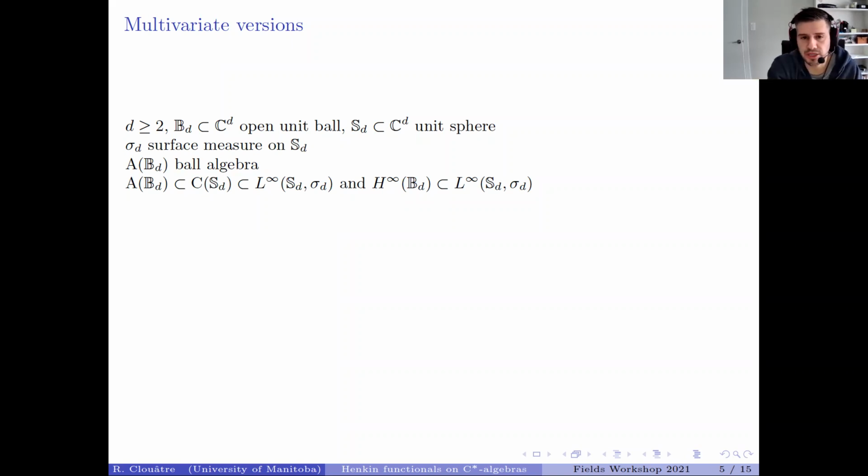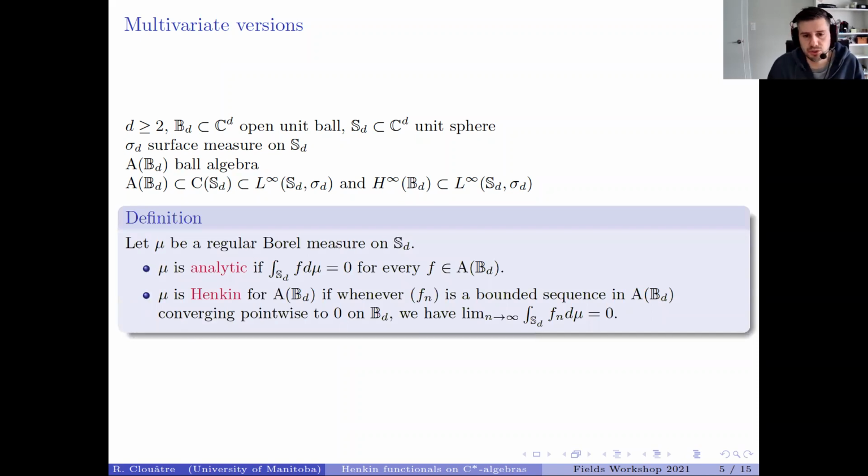So you can make similar looking definitions here. Instead of a measure on the circle, now you have a measure on the sphere. I'm going to say that it's analytic if it annihilates everything in the ball algebra. And I'm going to say that the measure is Henkin for the ball algebra if, again, it has this familiar looking property by now: whenever you have a sequence f_n bounded in the ball algebra, which converges pointwise to 0 on the open ball, then the corresponding sequence of integrals converges to 0. Here again, bounded pointwise convergence on the open ball is equivalent to weak star convergence to 0 in H infinity. So this is the reasoning or the meaning of this condition.